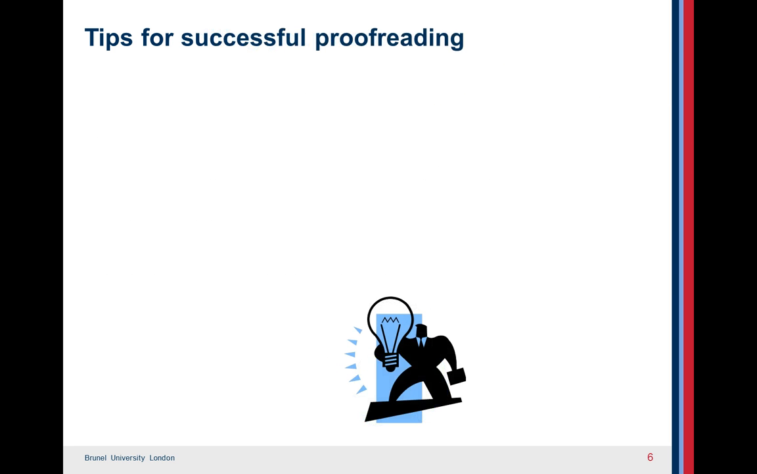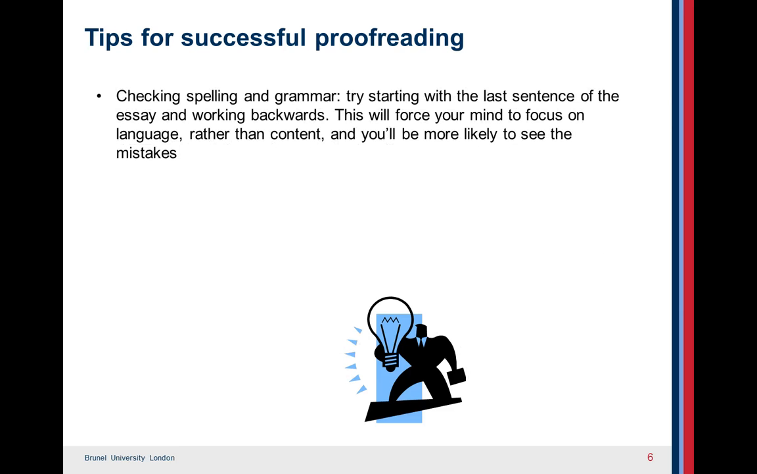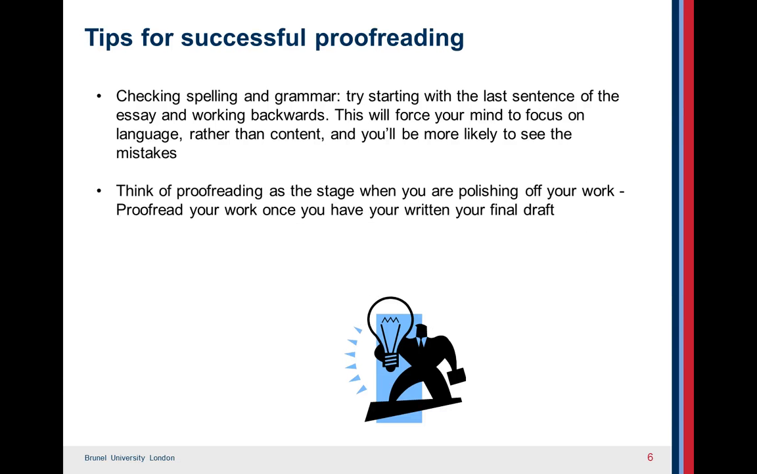Here are some tips for successful proofreading. Checking your spelling and grammar. Try starting with the last sentence of your essay and working backwards. This will give you a new perspective when reading and will help you to notice any of those minor mistakes that you can correct as you go, as this will force your mind to focus on language rather than content, and you'll be more likely to see the mistakes.